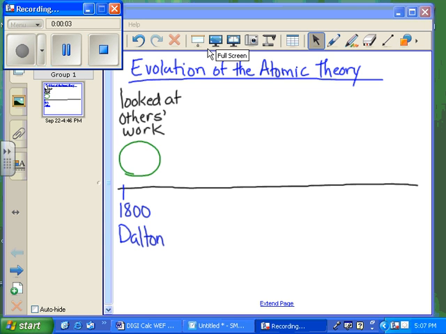Hi, I just want to wrap up the evolution of the atomic theory. I just want to go through it real quick just to make sure we don't have any loose ends. The first guy we're going to talk about is Dalton. In the early 1800s, he came up with the theory of the atom. He looked at other people's work and came up with this theory based upon what they were seeing.